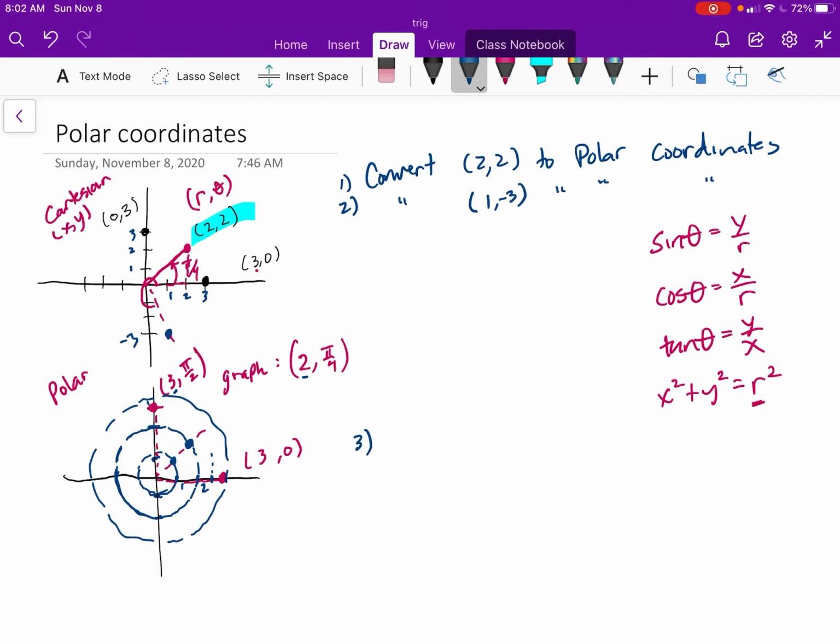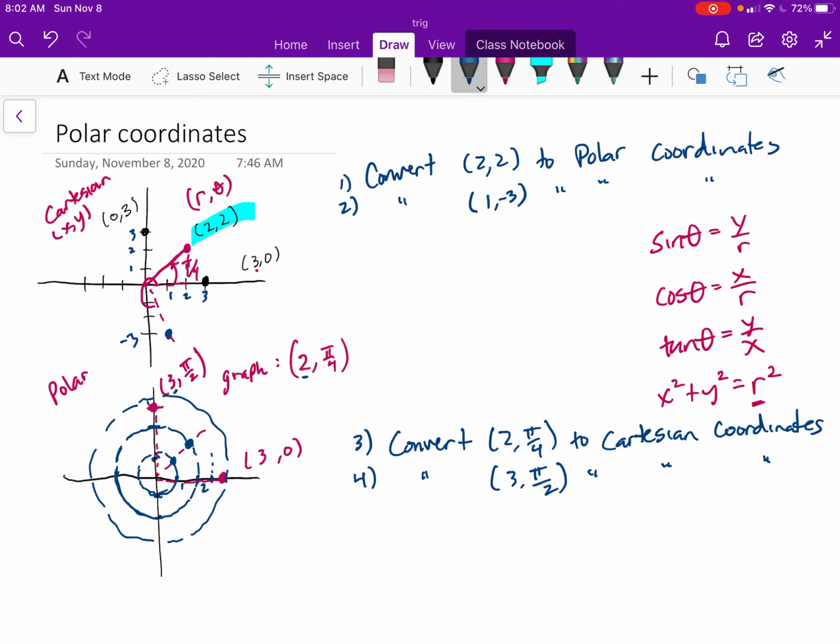So let's also take this 2, pi over 4 here, and let's convert that to Cartesian coordinates. And then let's also just do one that we know the result, the 3, pi over 2, to verify. And again, this would work for any graph, any value I give, you can use this system. So we're going to do 3 and 4 first, honestly, because they're a bit easier.